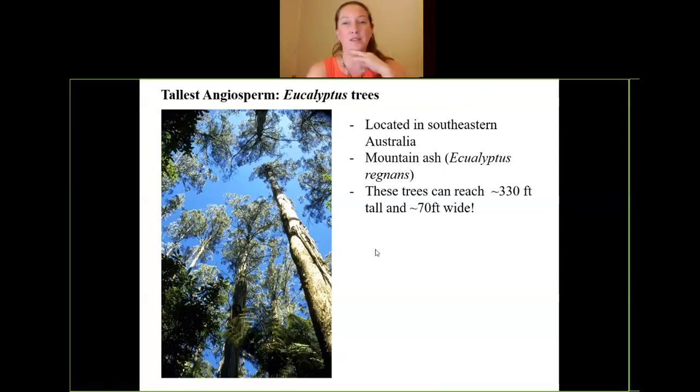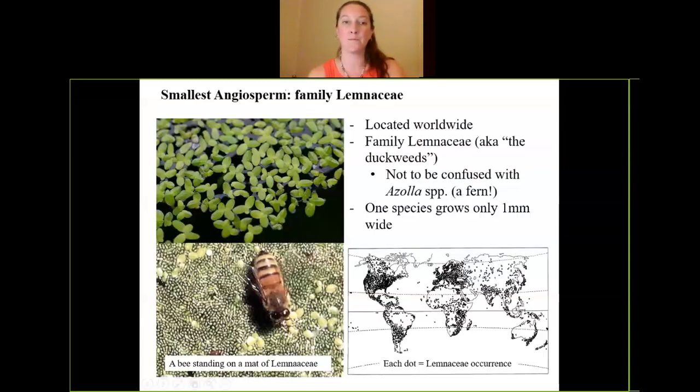Some of the tallest. So we learned last class that the tallest living trees in the world are actually conifers. But there's some pretty tall angiosperms as well. So the tallest angiosperm are these eucalyptus trees that are located in southeastern Australia. Their common name is the mountain ash. And they can reach around 330 feet tall and around 70 feet wide. So that's pretty big. Lots of secondary growth, right?